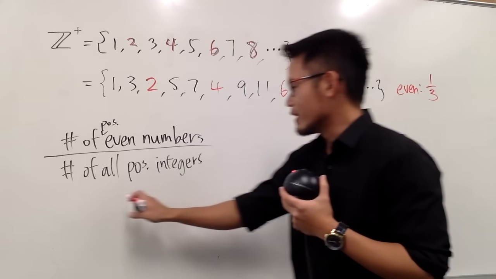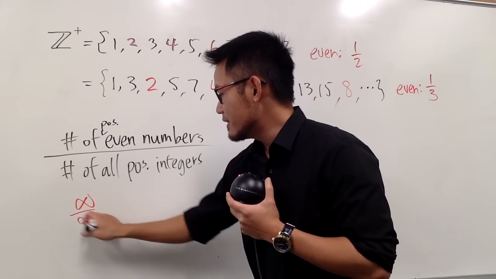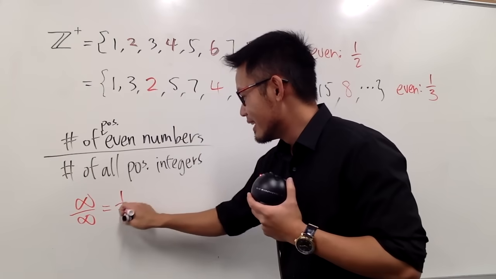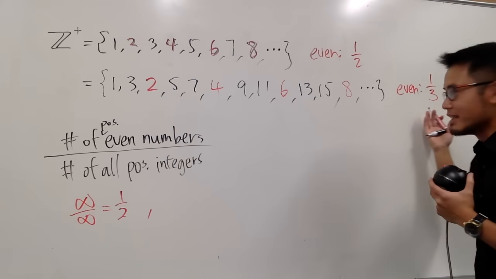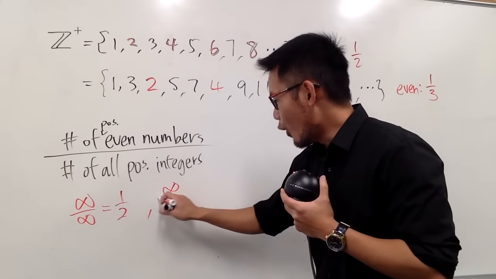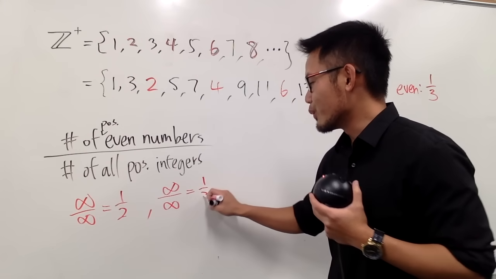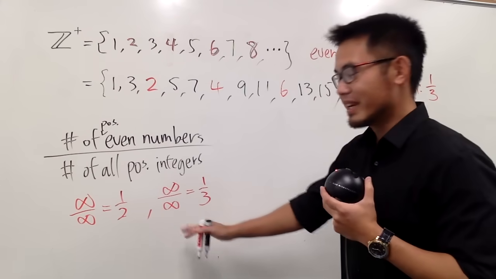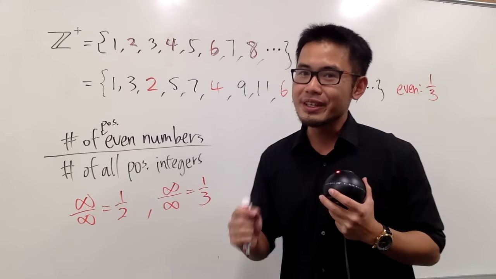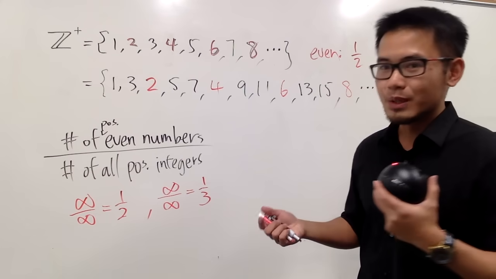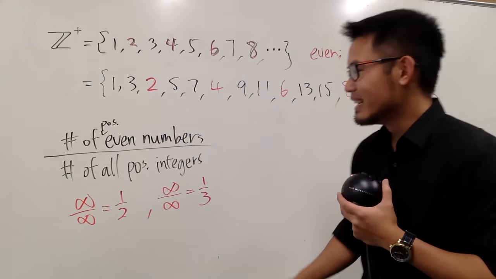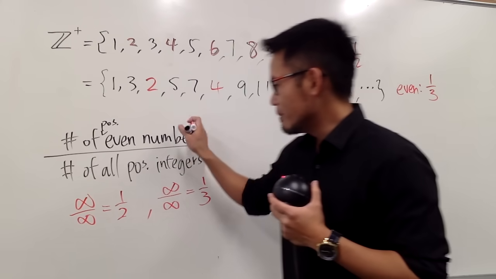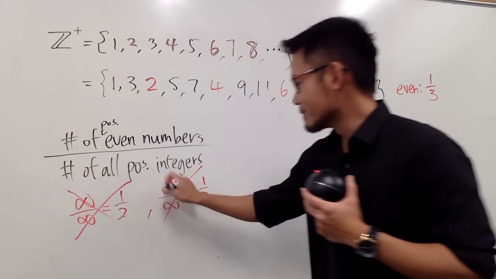Well, in the first situation, I was saying infinity divided by infinity is equal to 1/2. And in the second situation, I was saying that infinity over infinity is equal to 1/3. Can I do this? No, I cannot. We cannot divide by infinity, just like we cannot divide by 0. That's something that we just cannot do in the first place, all right? So we cannot find the ratio of these kinds of things, right? So let me just cross this out.